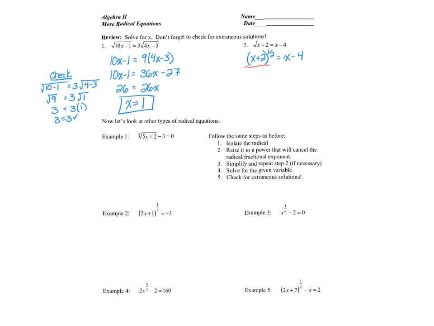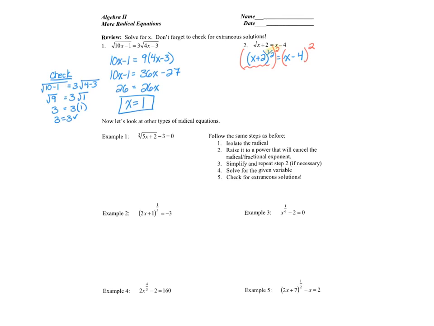We always want to isolate the radical, which it already is. It's alone on one side of the equal sign. So what do we do to cancel out a square root? We still square both sides. Now here, it's actually a little bit easier to see why the square root and the square cancel each other out.